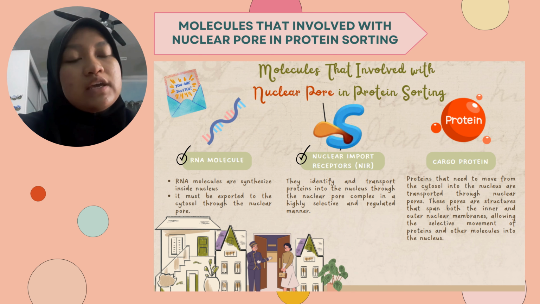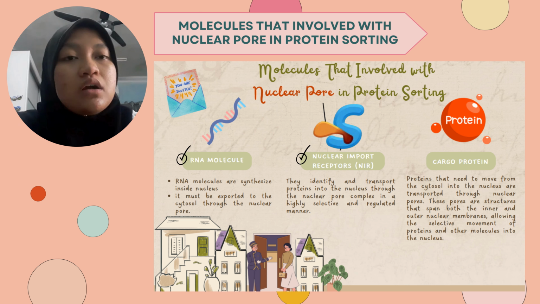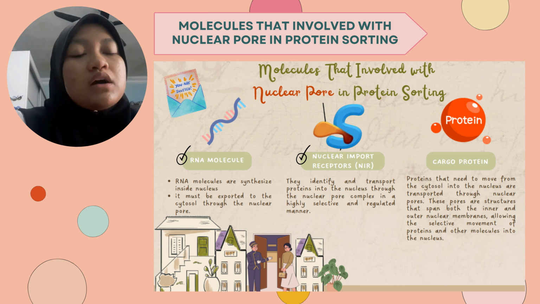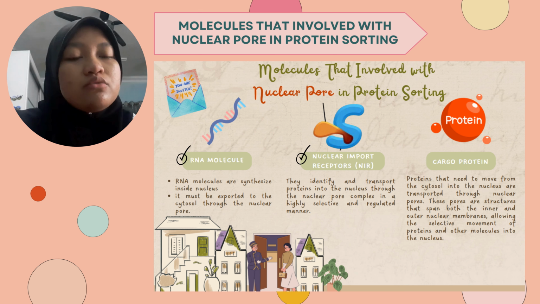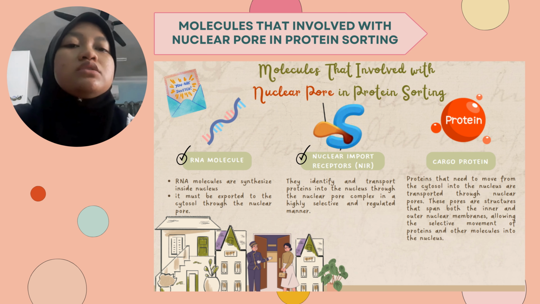Moving on to the second molecule involved, which is the nuclear import receptors, NIRs. Nuclear import receptors are essential for bringing proteins like transcription factors into the nucleus. These receptors bind to the proteins with a nuclear localization signal, which serves as an entry pass, ensuring only the necessary proteins are allowed into the nucleus.